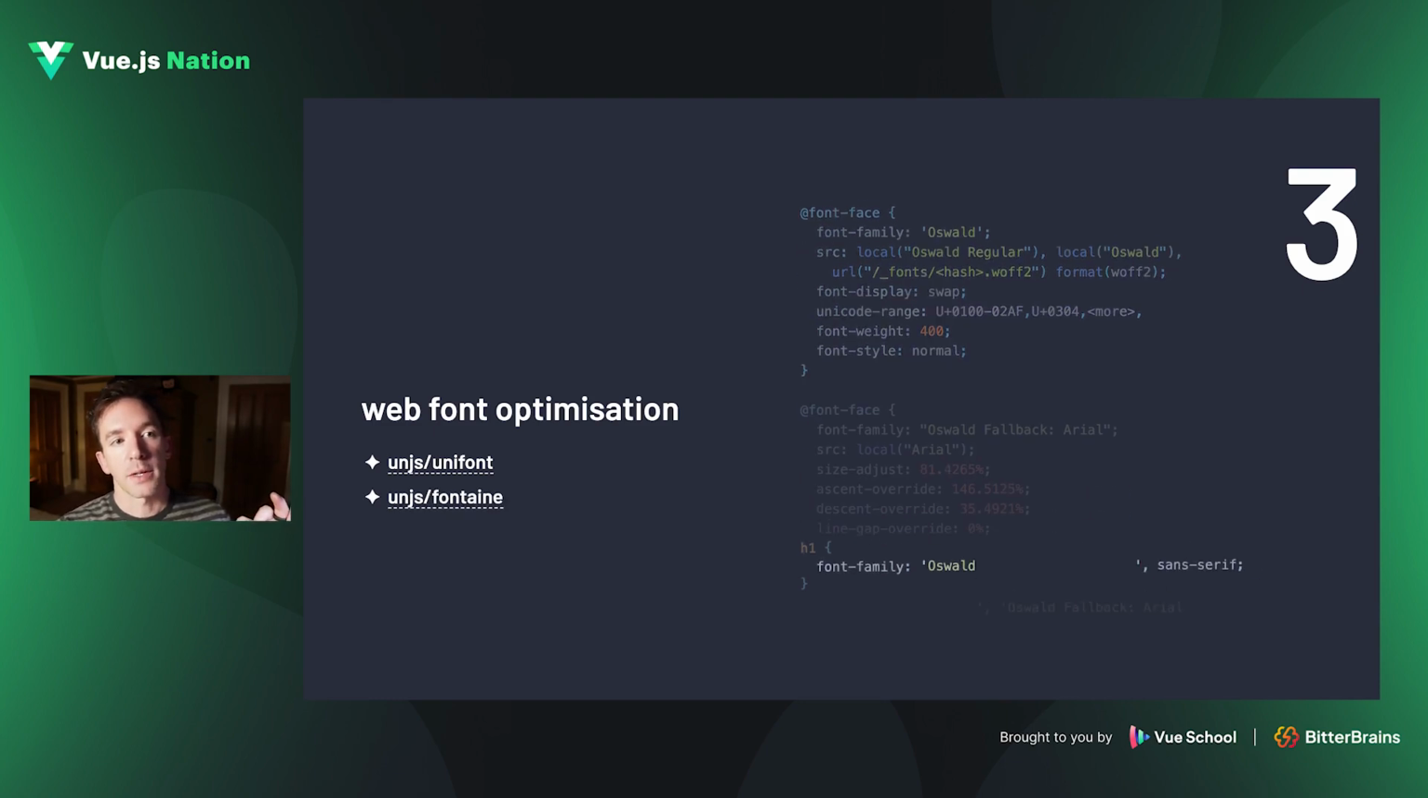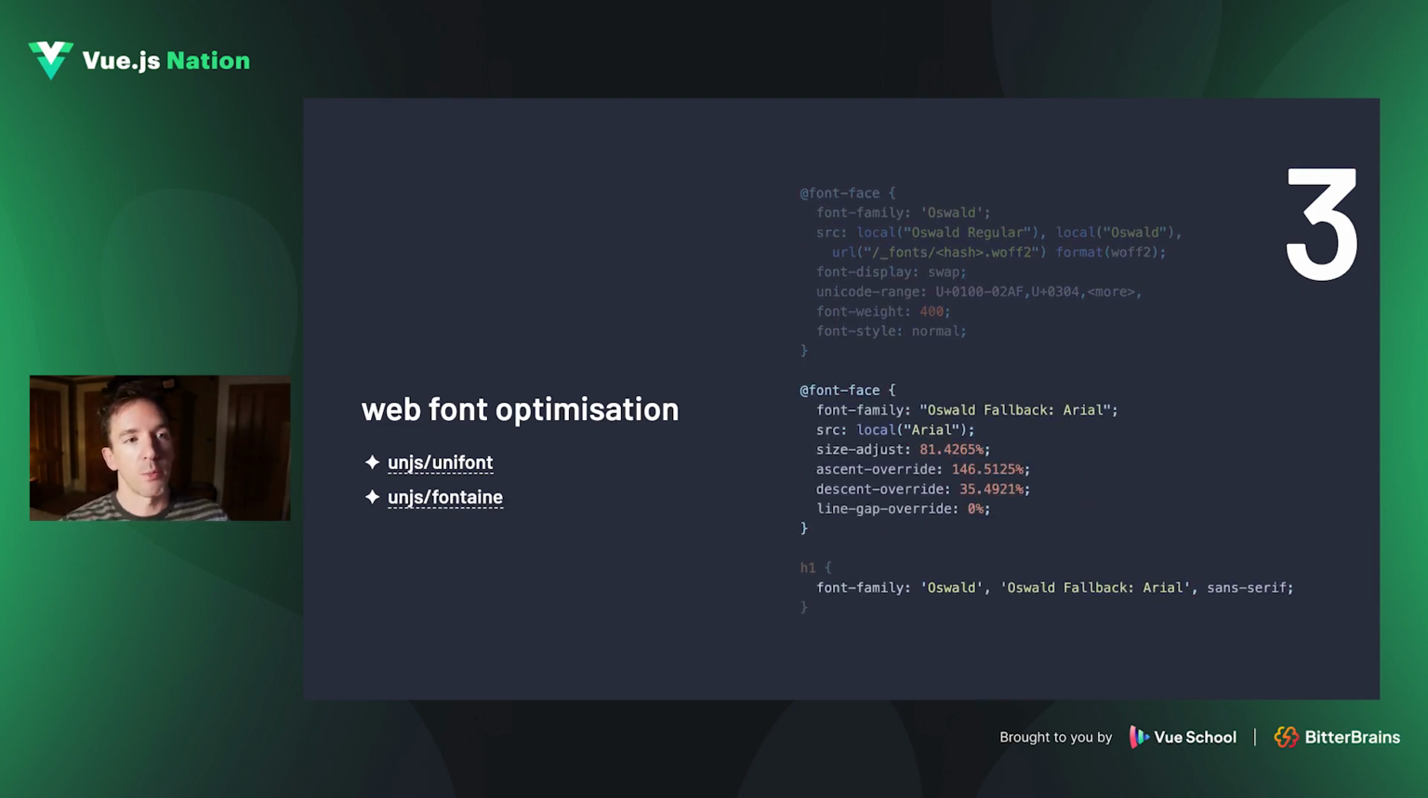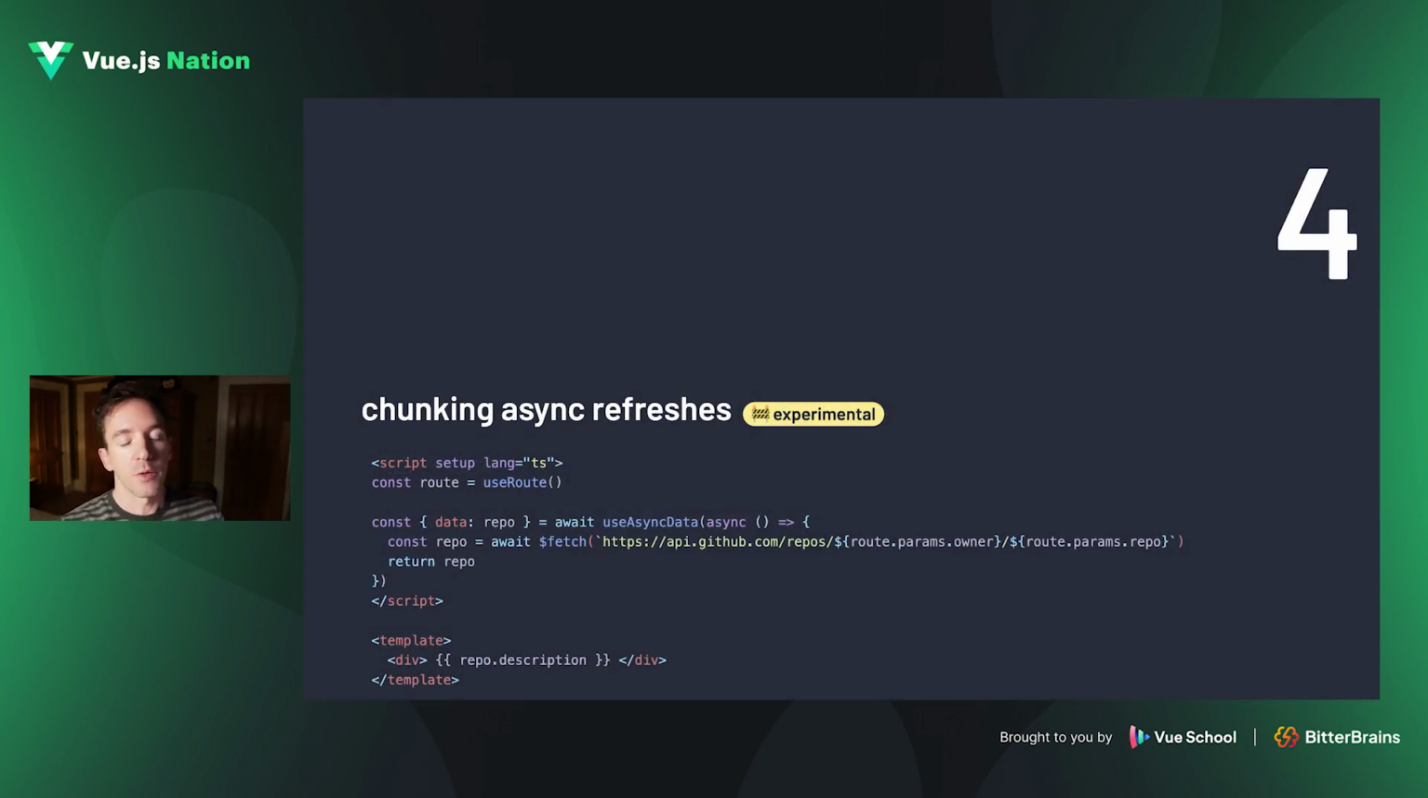Then we inject the extra metrics. This is another library I've created called Fontaine, which basically just adds some percentage values to constrain the fallback font, Arial in this case, to the size of Oswald, which will enable the layout shift to be as minimal as possible. It can't totally get rid of it, but it can make it a lot better. And that's something then that users can use with Nuxt Fonts out of the box, getting better font performance without needing to do that manually.